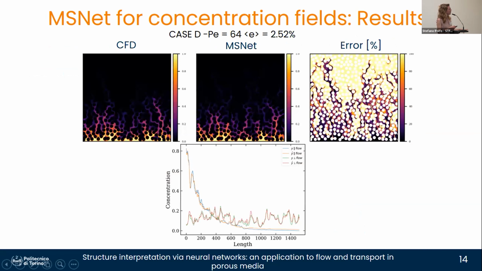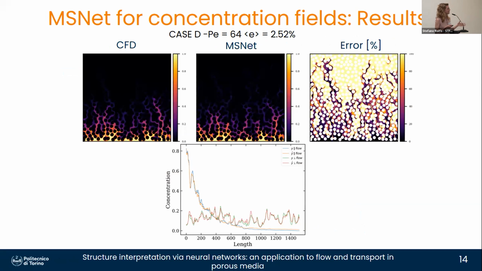I want to show you now some of the predictions made by MSNet for the concentration field. On the left, you can see the CFD result for this sample. In the middle, you can see instead the prediction of MSNet. And as you can see, the concentration fields look very similar.